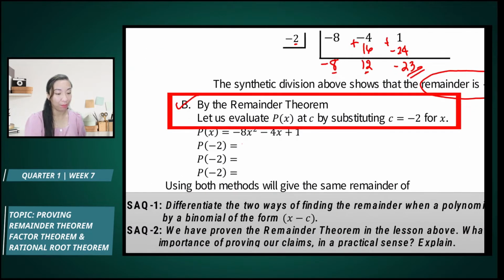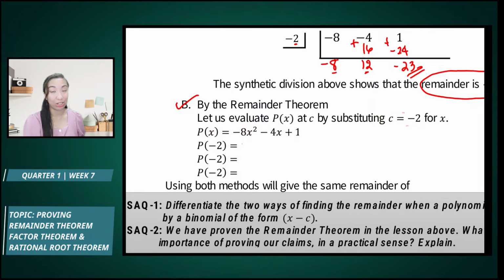So, this is how we're going to do it. By the remainder theorem, let us evaluate P of X at C by substituting C equal to -2 for X. Ibig sabihin lang, papalitan natin lahat ng value ng X to the value of C, which is equal to -2. Our original equation is P of X equals -8x squared minus 4x plus 1. The value of X now becomes -2, which is the value of C, because this becomes P of C. So, P of -2.